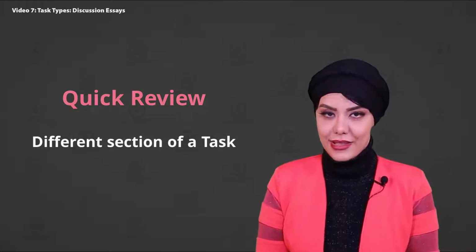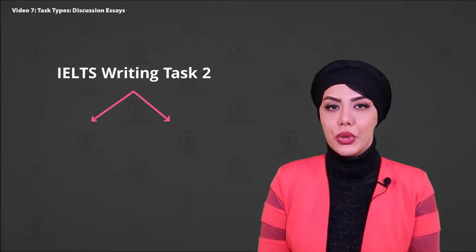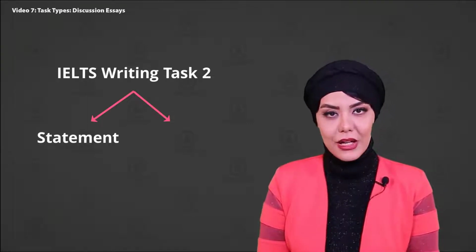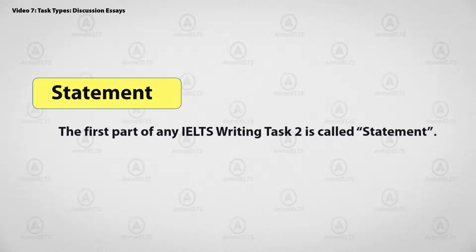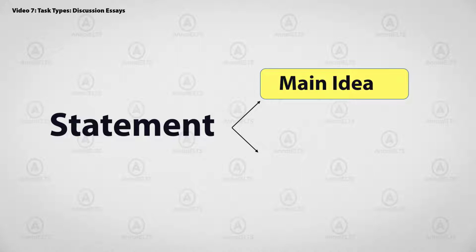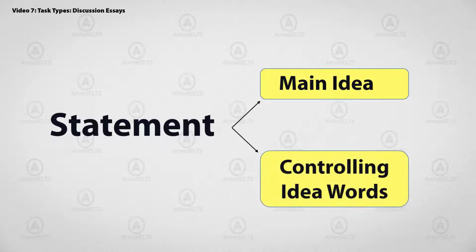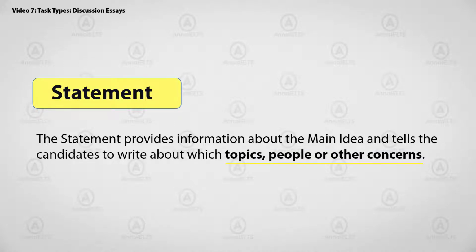Before we start, let's have a quick review of different sections of a task. As you remember, each IELTS writing task 2 includes up to 2 different parts: statement and question task. Statement. The first part of any IELTS writing task 2 is called statement, which includes 2 main factors, main idea and controlling idea words. The statement provides information about the main idea and tells the candidates to write about which topics, people, or other concerns.